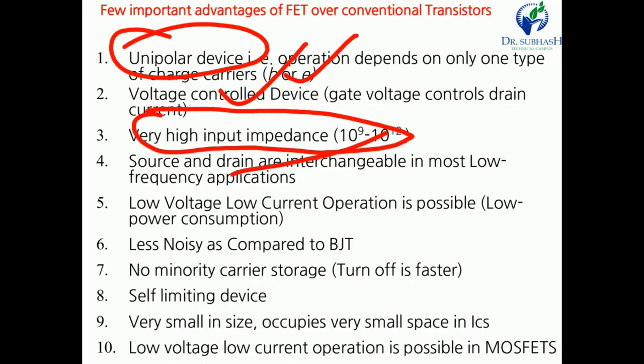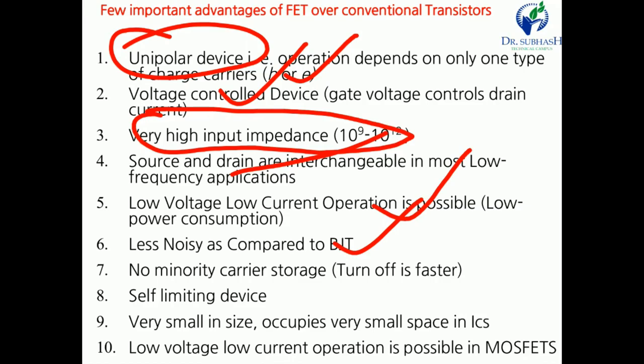Then fifth, low voltage, low current operation is possible. If we talk about any battery operated instrument, meaning low power application, low voltage and low current, at that time FET is more suitable than BJT. Then sixth, less noise compared to the BJT. Whenever we talk about the FET, it is a less noisy component than the BJT. Noise is nothing but unwanted signal. So if unwanted signal is very less, then our actual output is very good. So this is the most important.